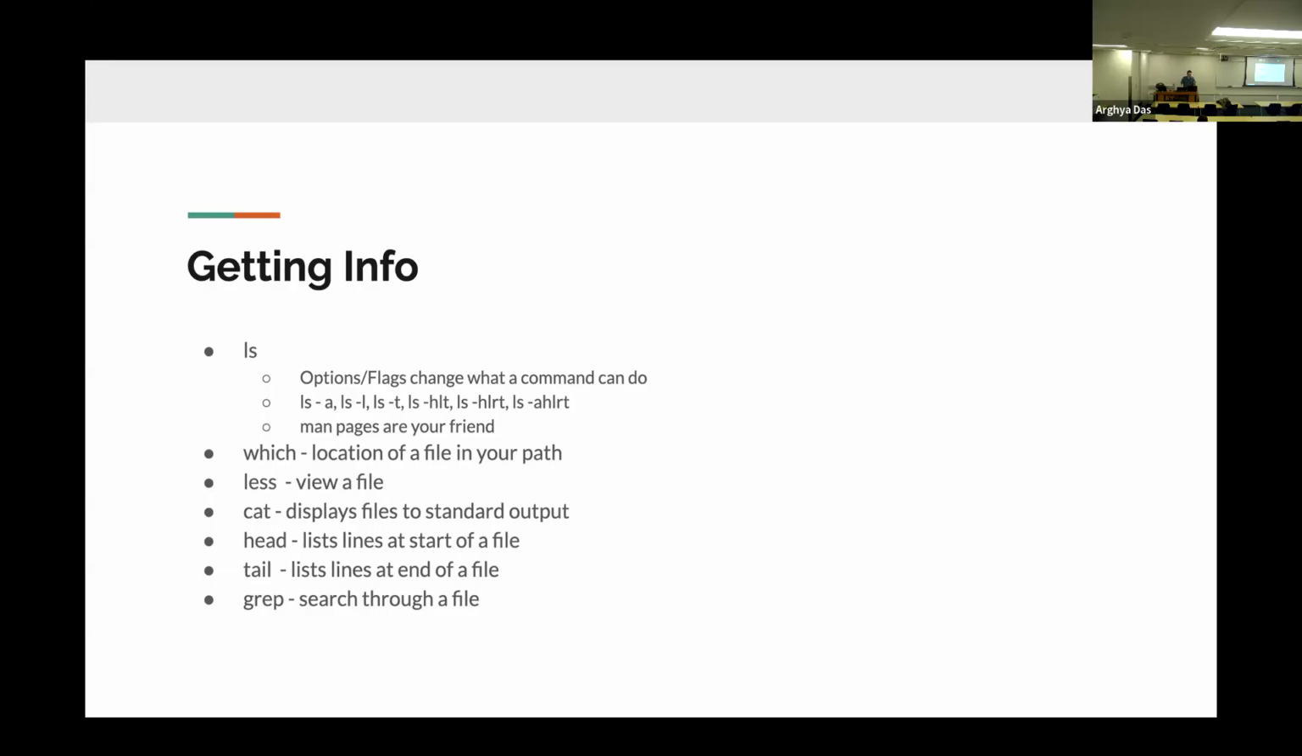Related to the cat command are head and tail, which will list lines at the start of a file or lines at the end of a file. And then there's the grep command, which is incredibly useful if you're working with text-based files in general. This allows you to search through a file, or multiple files, for a word, a number, anything you want inside of a file. I think you can even do it on binary files as well if you really need to, if you're looking for some strings in a compiled program.